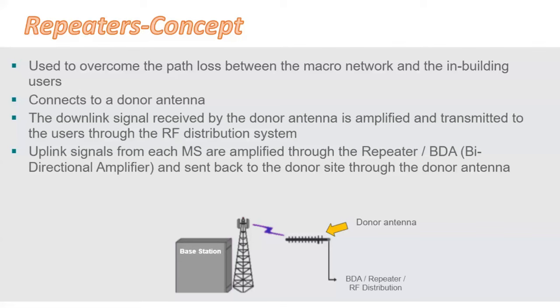The downlink signal is amplified in both directions. That's why I call it a bi-directional amplifier, because signals are amplified uplink as well as downlink, right? On the other hand, uplink signals from each mobile user are amplified through the bi-directional amplifier and sent back to the donor site with the help of this donor antenna.